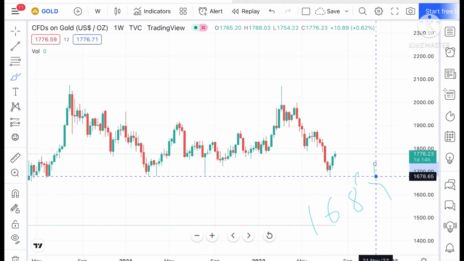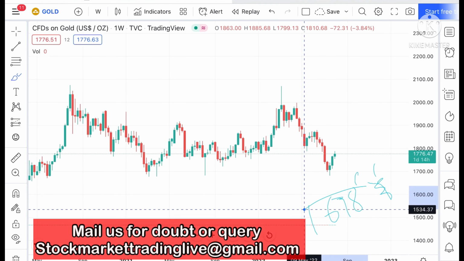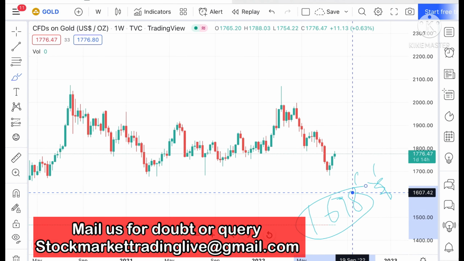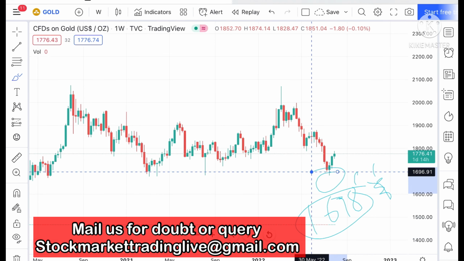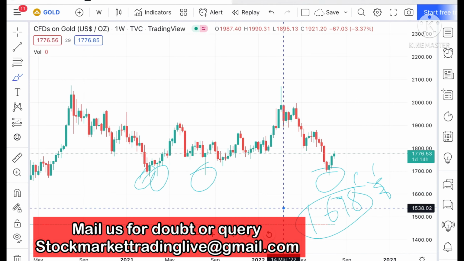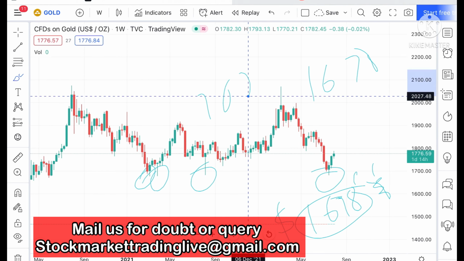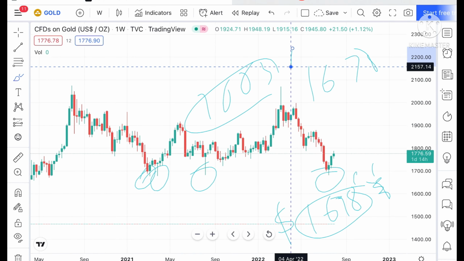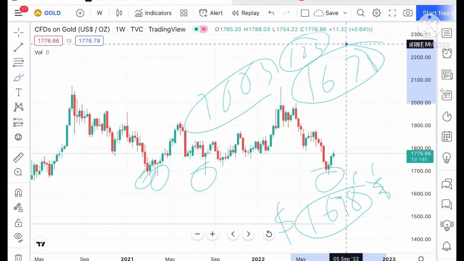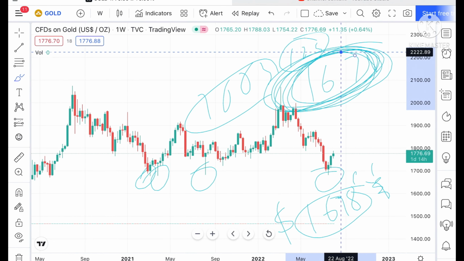$1678 is a resistance, a weak resistance that has already been tested 2-3 times. Keep this in mind: if the price comes close to around 1678, that means 1683 or below 1690, the probability is very high that it can cross this level and go further down.